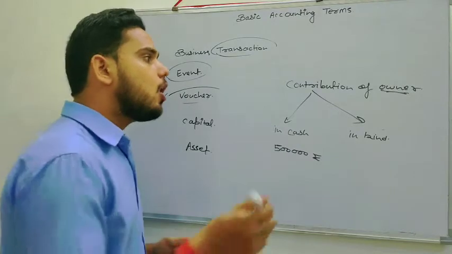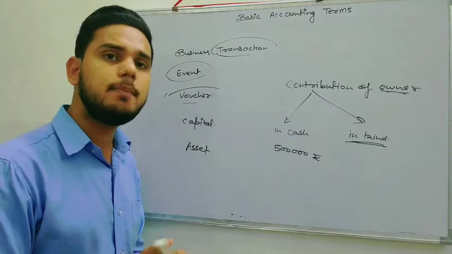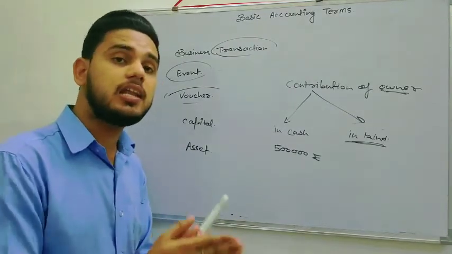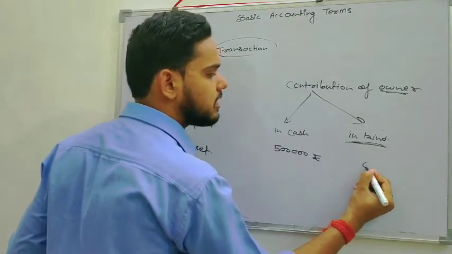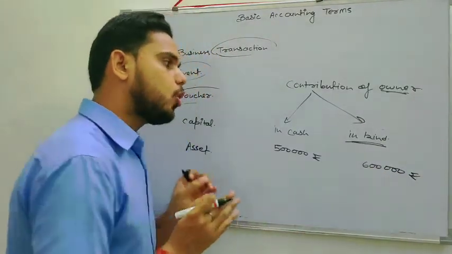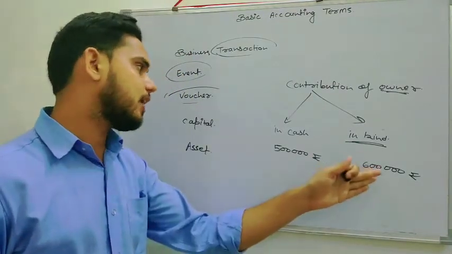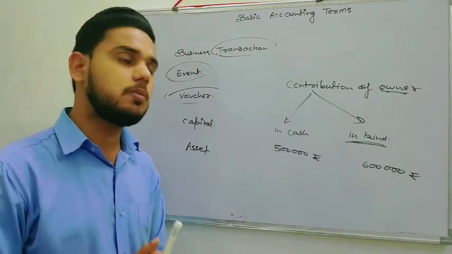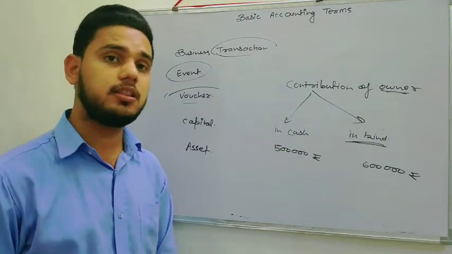Same way, the owner can give something in kind also. For example, the owner was having a van and has given that van to the restaurant business. The value of that van was, let's suppose, 6 lakh rupees. So the owner has given a van worth rupees 6 lakh into the business, and that 6 lakh will also be capital of the business. The simple thing you need to remember is, capital means contribution of owner in the business.